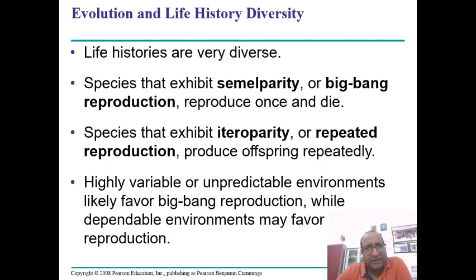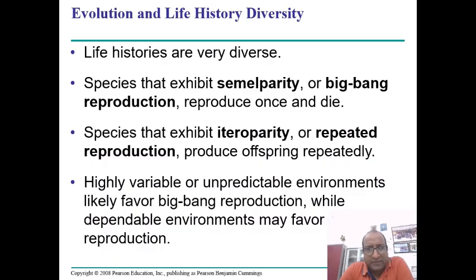Life histories are very diverse. Species that exhibit semelparity, or big bang reproduction, reproduce only once in their life and then die. Sometimes the selection is of two types: r selection and K selection. The species that exhibit big bang reproduction produce suddenly and on a very large scale, and after that they die.